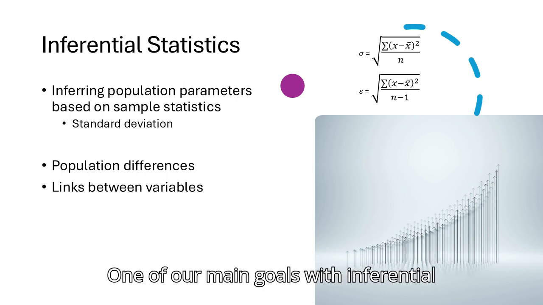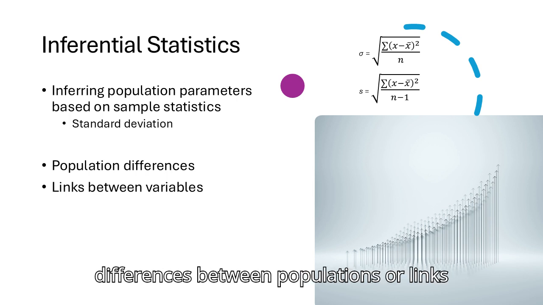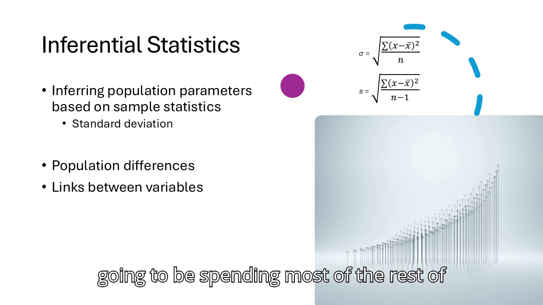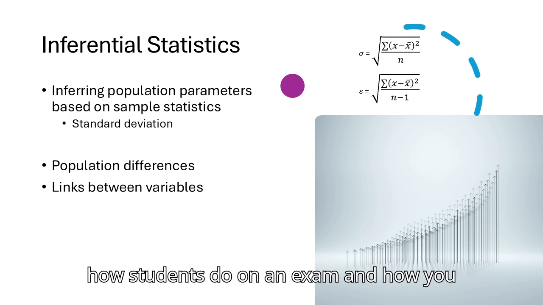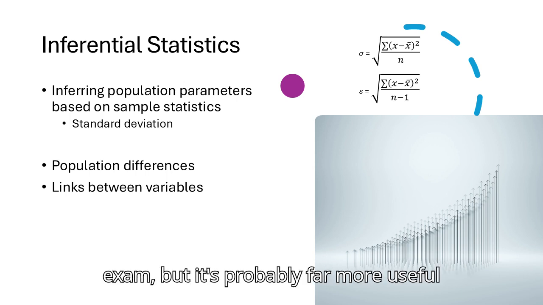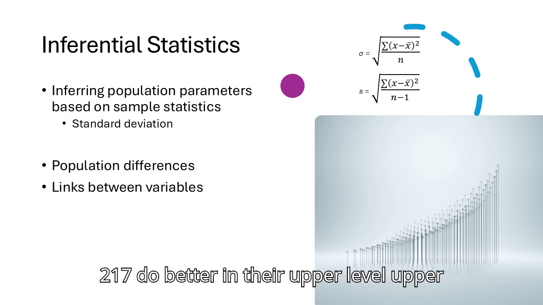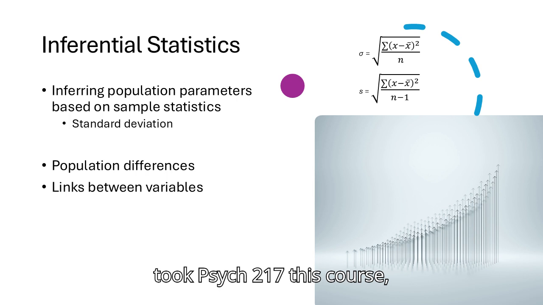One of our main goals with inferential statistics is to identify potential differences between populations or links between variables. That's what we're going to be spending most of the rest of this semester doing. It's great to know how students do on an exam and how you compare to the other students on that exam, but it's probably far more useful for you to know if students who took Math 217 do better in their upper level courses than students who took Psych 217, this course.